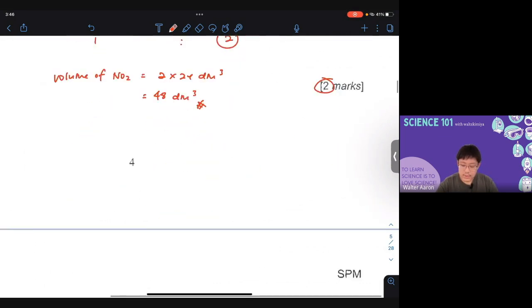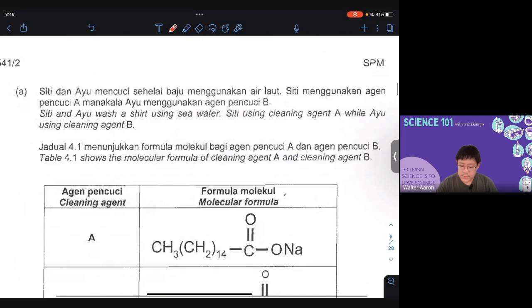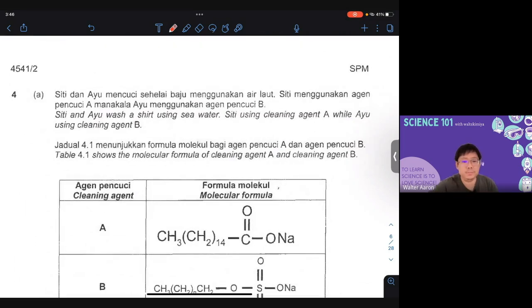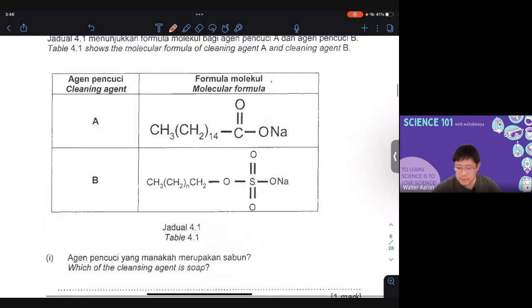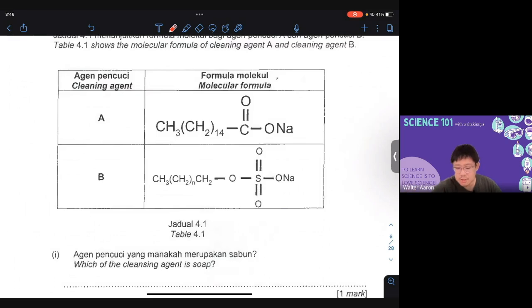Okay, all right, let's take a look at the next question then, all right? For the next question, for number 4A, CT and IU wash a shirt using seawater. Seawater. I don't know who would wash a shirt using seawater because it's dirty, but maybe they are shredded somewhere. So CT using cleaning agent A while IU using cleaning agent B. All right, table 4.1 shows the molecular formula of the cleaning agent A and B. So this is 2 different structural formulas.